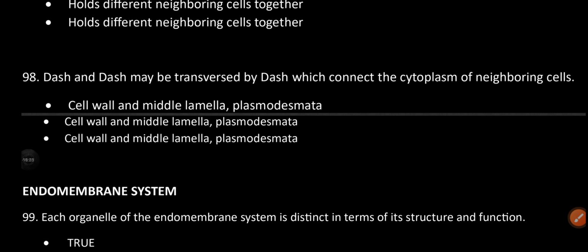Cell wall and middle lamellae may be traversed by plasmodesmata, which connect the cytoplasm of neighboring cells.